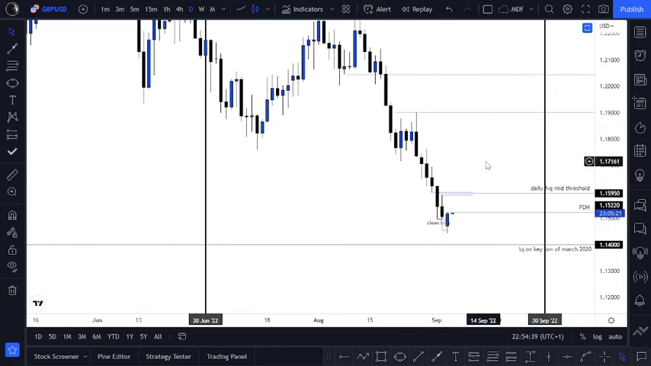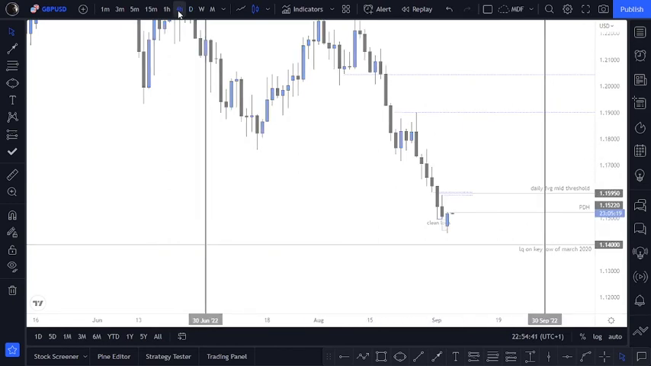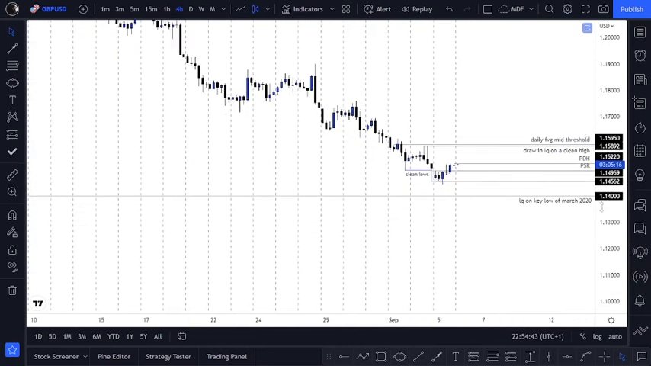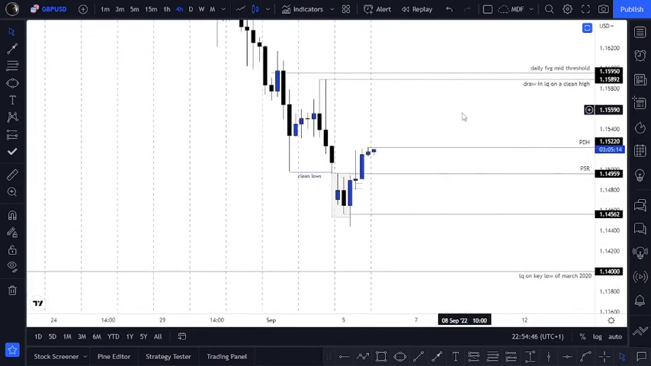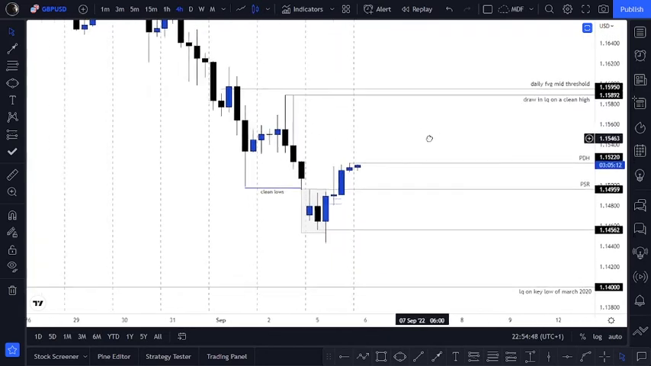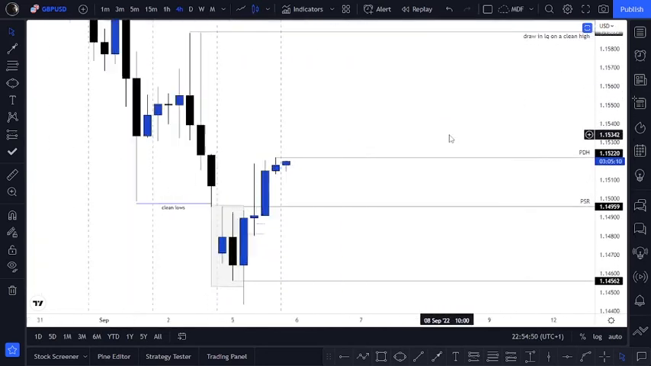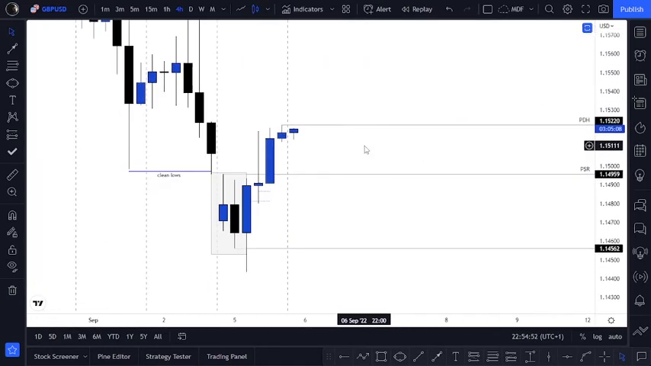So that's what we're going to determine, what we will be doing. So let's go into 4 hours now. Coming into the 4 hours time frame here, we have today already above my level here.